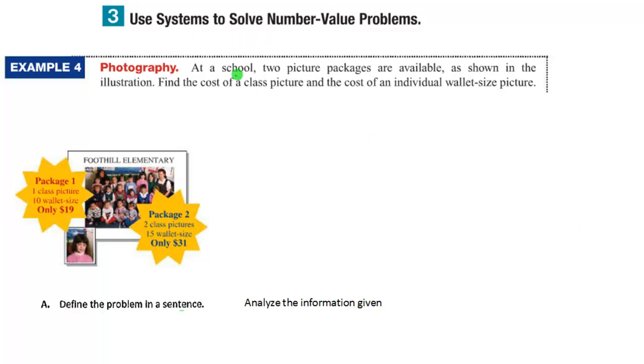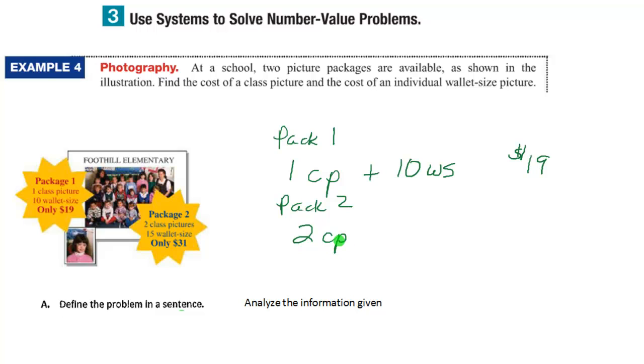Okay, in example 3, we have at a school 2 picture packages are available as shown in the illustration. So find the cost of one class picture and the cost of an individual wallet-sized picture. So we've got these 2 packages. In analyzing the information, we've got package 1, which has 1 class picture plus 10 wallet size, and that's $19. And then package 2, which has 2 class pictures and 15 wallet size, and that's $31 each. Okay, so that's what's given.